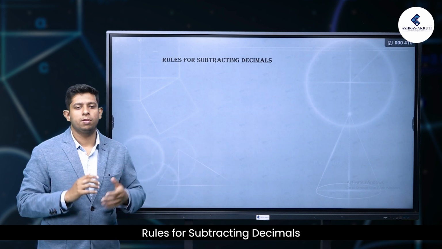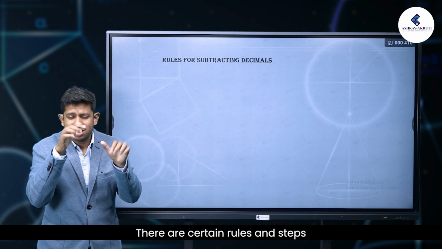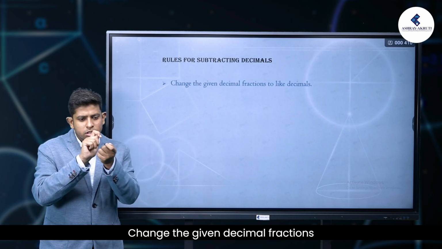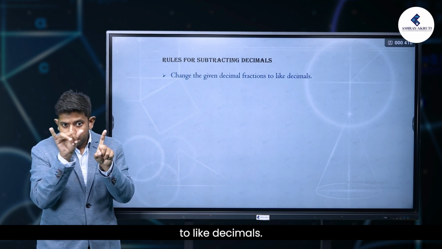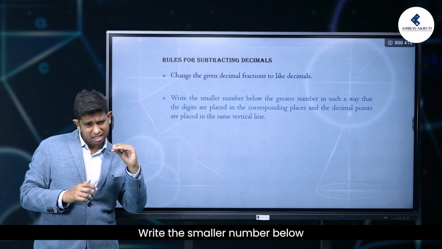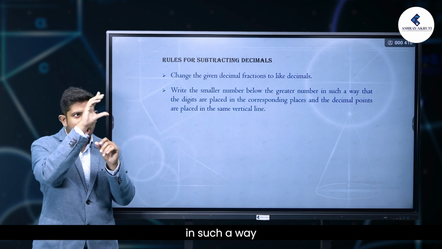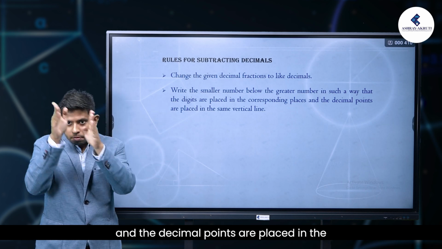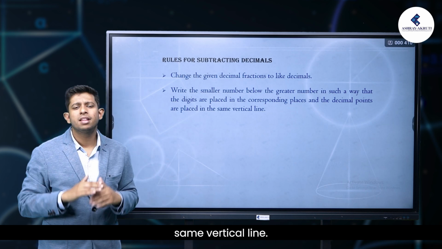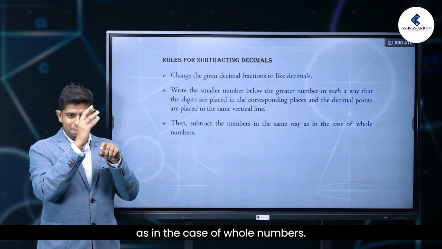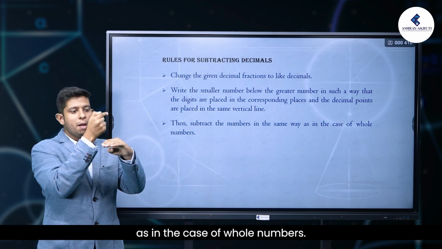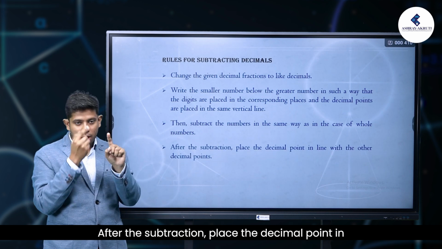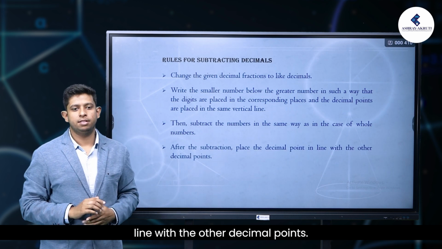Rules for subtracting decimals. There are certain rules and steps which should be remembered while subtracting decimals. Change the given decimal fractions to like decimals. Write the smaller number below the greater number in such a way where the digits are placed in the corresponding places and the decimal points are placed in the same vertical line. Then subtract the numbers in the same way as in the case of whole numbers. After the subtraction, place the decimal point in line with the other decimal points.